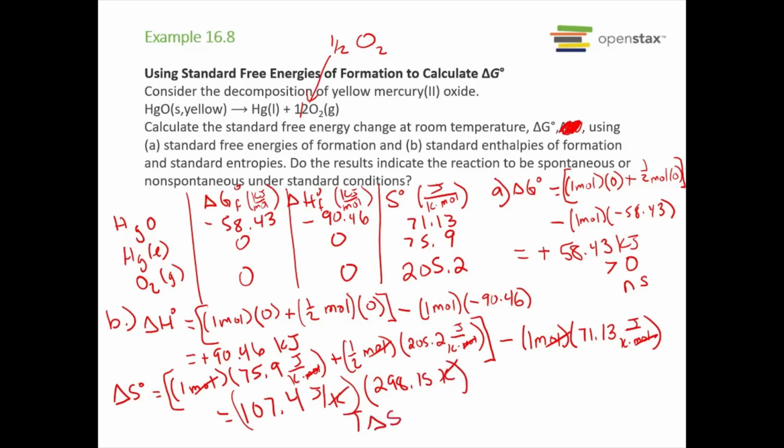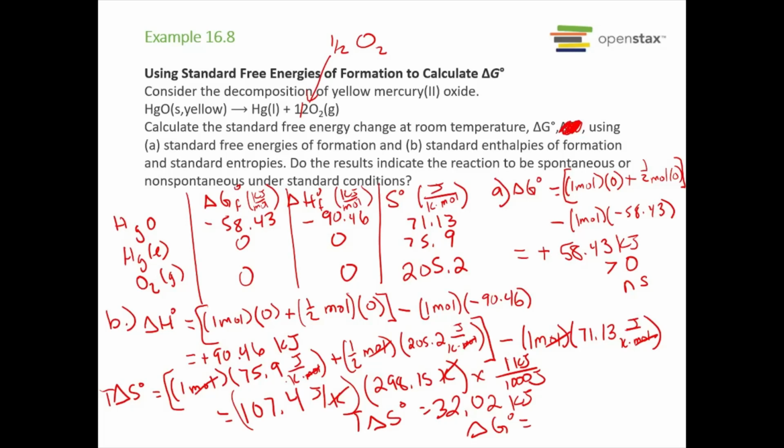So then T delta S, we'll just put T delta S over here, is equal to 107.4 times 298.15 times 1 kilojoule per 1,000 joules. So this is 32.02 kilojoules. So then this gives us delta G naught equals 32.02.